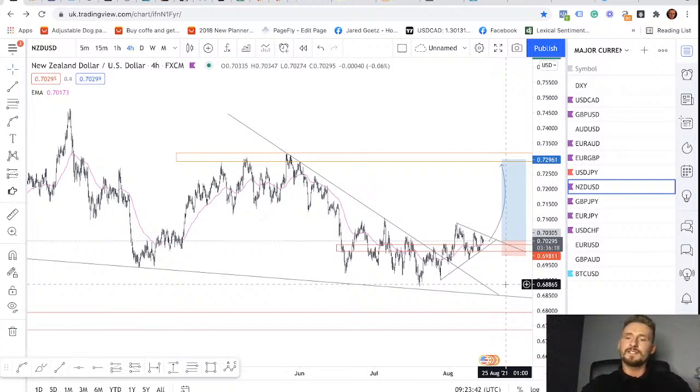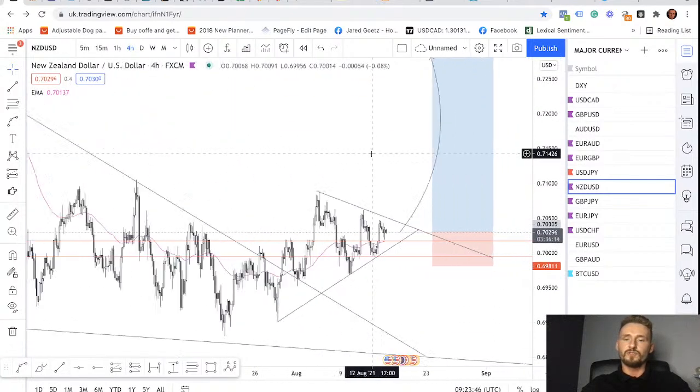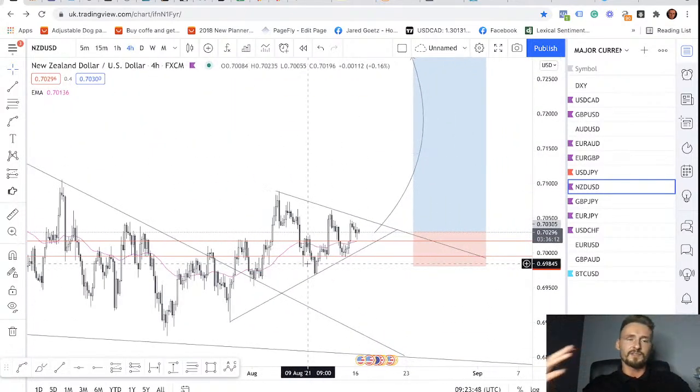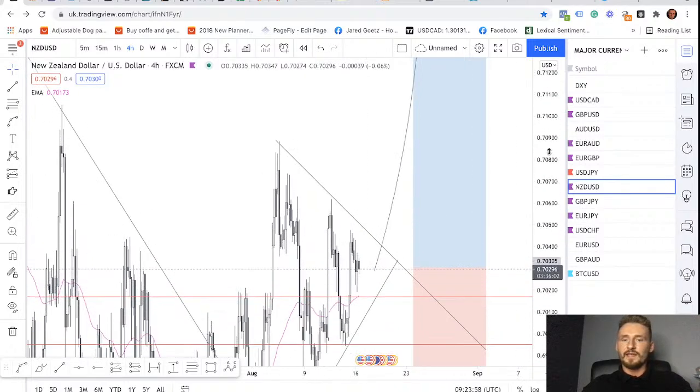Another confluence. We have pushed above a real nice area of support, which was resistance, but obviously once an area of resistance gets broken, it comes back down as support. We retested it, pushed away. We've failed to push away considerably higher, but we've come back down for that pullback.